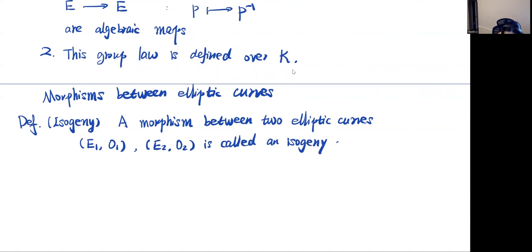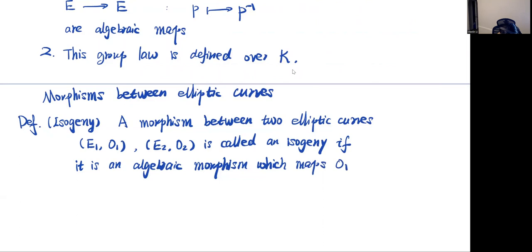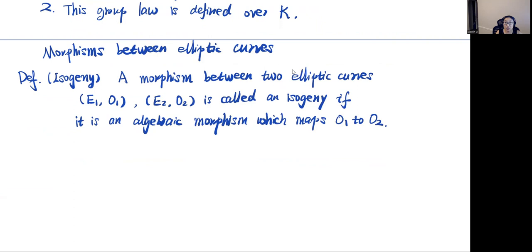if it is an algebraic morphism which maps O1 to O2. So I have an algebraic curve with a marked point mapping to another algebraic curve with a marked point. So it is natural to study morphisms between them which map the marked point to a marked point. Such maps are called isogenies.